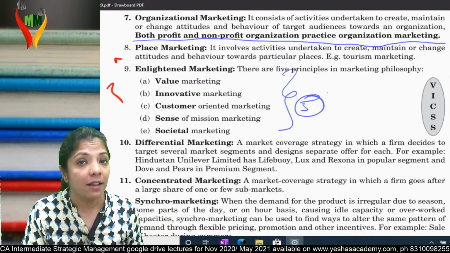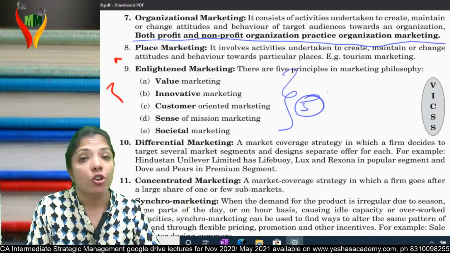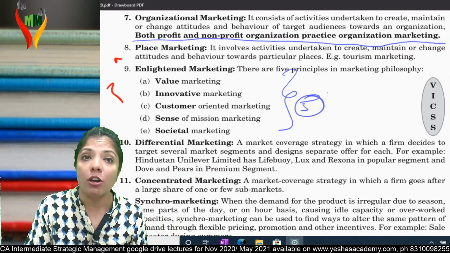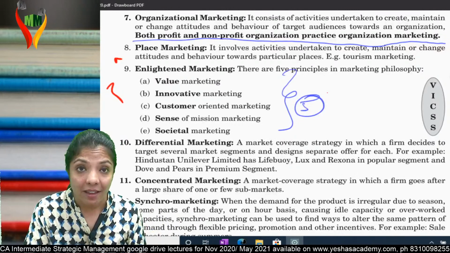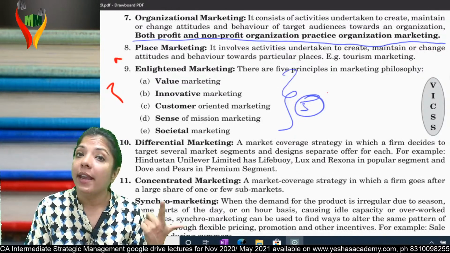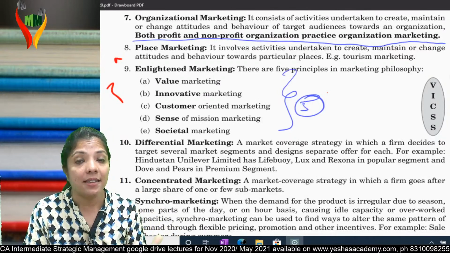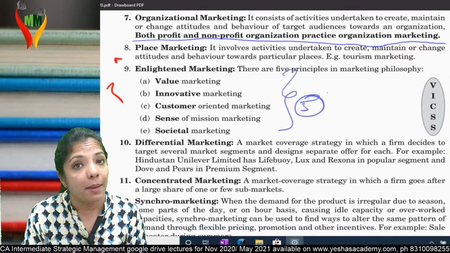So if you take these 5 points in your mind while marketing, your marketing will go to an altogether different level. So what is the shortcut for these 5 points? VICS. V, value marketing. I, innovative. C, customer oriented. Next, S is sense of mission, and last is societal marketing. Am I clear?